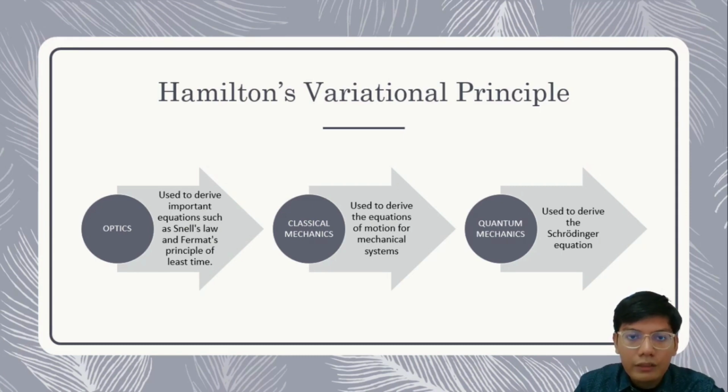In quantum mechanics, Hamilton's variational principle is used to derive the Schrödinger equation, which describes the behavior of quantum particles in terms of their wave function. This equation is fundamental in understanding the energy levels and wave functions of quantum systems, such as atoms and molecules.